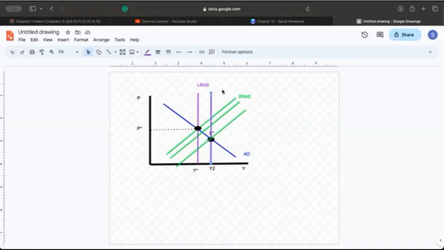So that was a short run look at how positive and negative shocks affect the total outcome in terms of long run aggregate supply, short run aggregate supply, and aggregate demand. This is just a short version of it, and more information can be found on the next few pages.